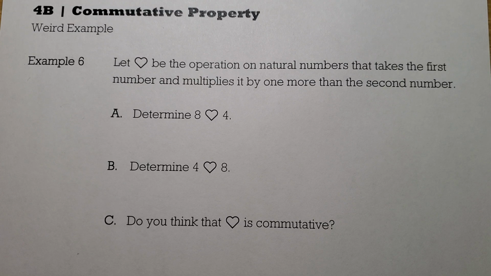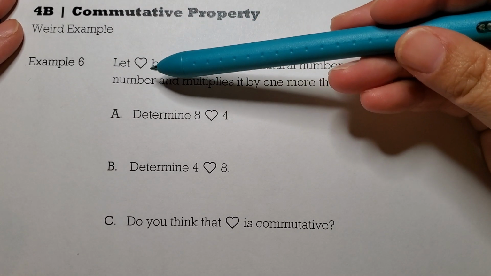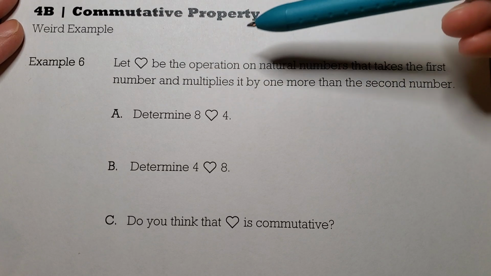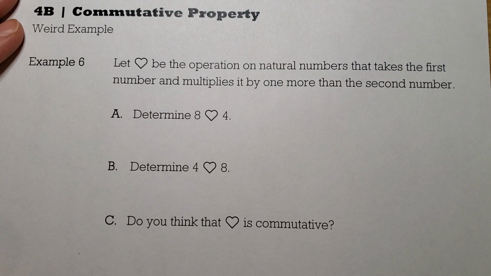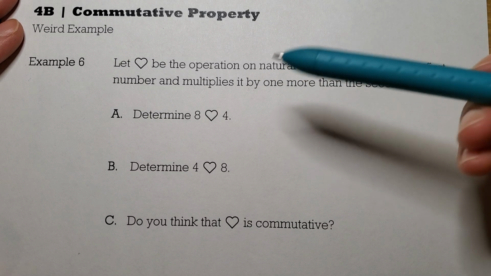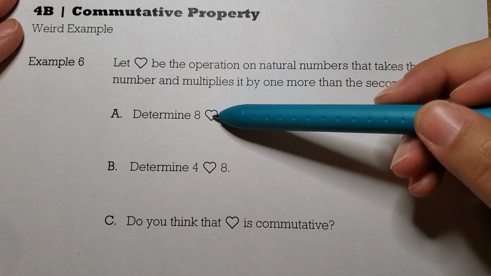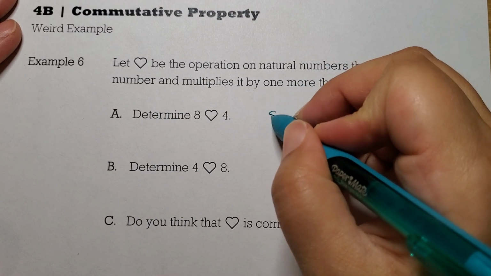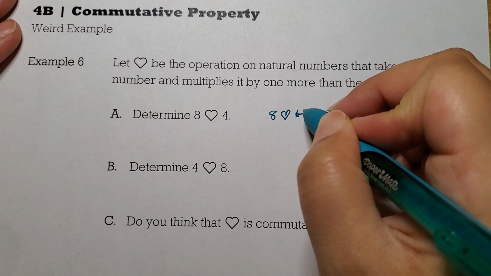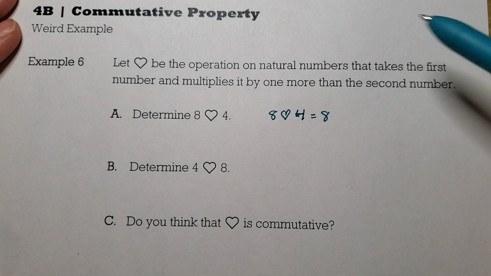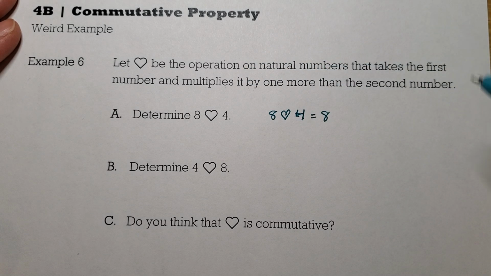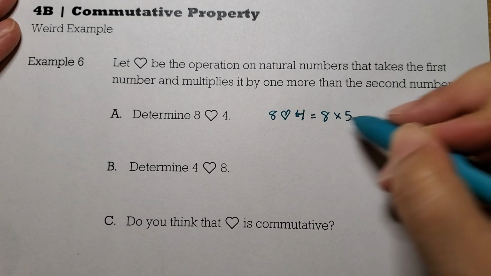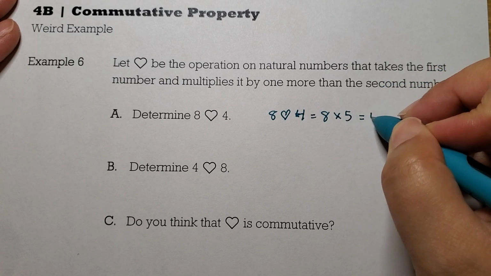So I've invented a new operation called heart. Let's let heart be the operation on natural numbers that takes the first number and multiplies it by one more than the second number. So, for example, let's say I want to find 8 heart 4. It's going to take the first number and multiply it by one more than the second. So 1 more than 4 is 5, and 8 times 5 is going to be 40.